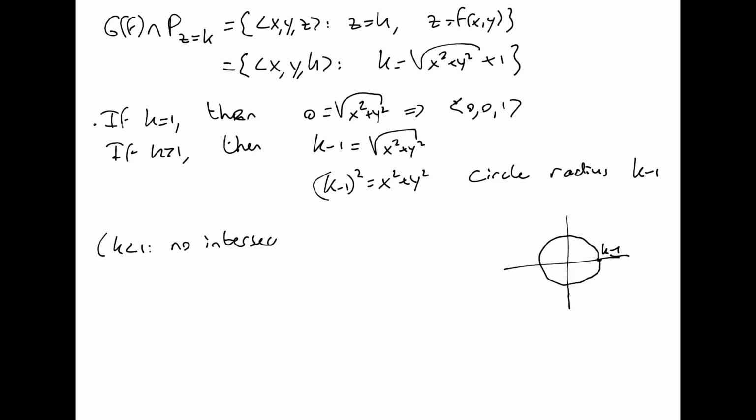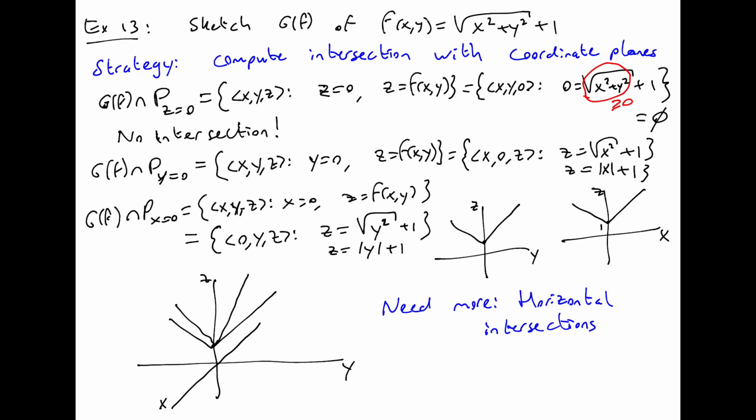Precisely for the same reason as before, we have the square root of something that has to be equal to something negative, and that's not possible. Okay, now that we've computed all these horizontal intersections, let us go back to the picture.